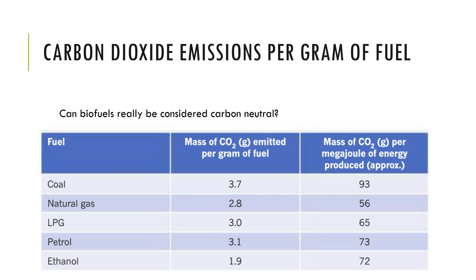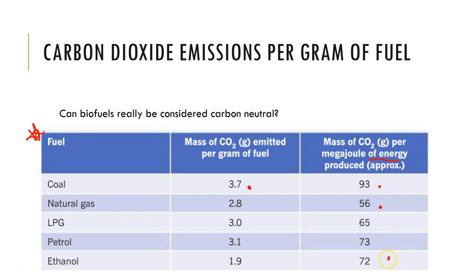So if we look at the carbon dioxide emissions per gram of fuel, and this one is from your textbook, we can see that for coal the mass of CO2 emitted per gram of fuel is 3.7. Per megajoule of energy it is 93. For natural gas, we're going to have less per megajoule of energy.